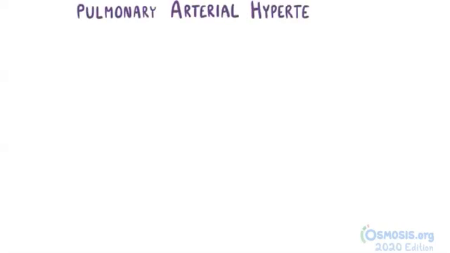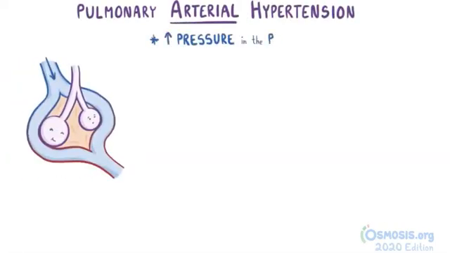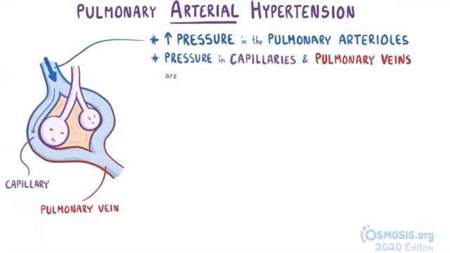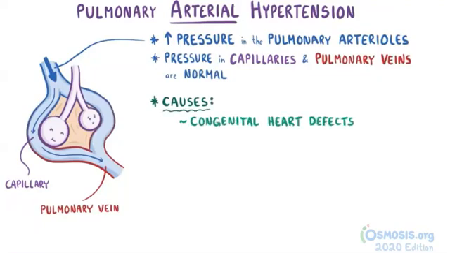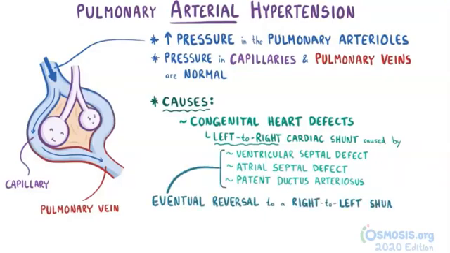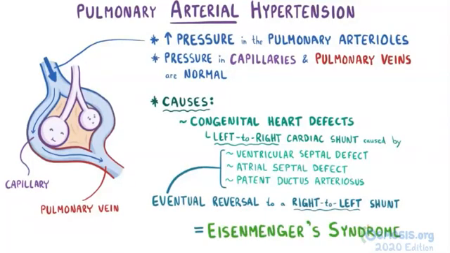One type of pulmonary hypertension is pulmonary arterial hypertension, which is when there's elevated pressure in the pulmonary arterioles, but the pressure in their capillaries and pulmonary veins is still normal. Some congenital heart defects can cause pulmonary arterial hypertension. A long-standing left-to-right cardiac shunt caused by a ventricular septal defect, atrial septal defect, or less commonly a patent ductus arteriosus can result in pulmonary hypertension, and an eventual reversal to a right-to-left shunt, which is called Eisenmenger's syndrome.